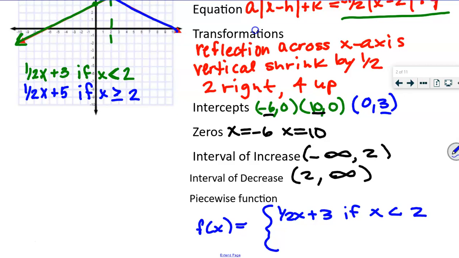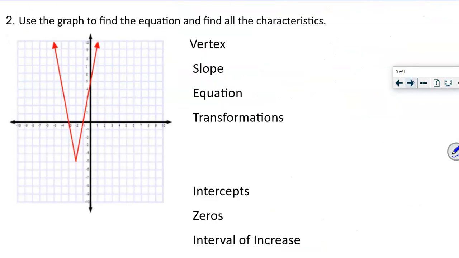So this was negative here, right? Because it was falling from left to right. And this one's going to be negative 1/2 x plus 5 if x is greater than or equal to 2. Okay? Now we're going to do another one just for practice, okay? So here's our next one.